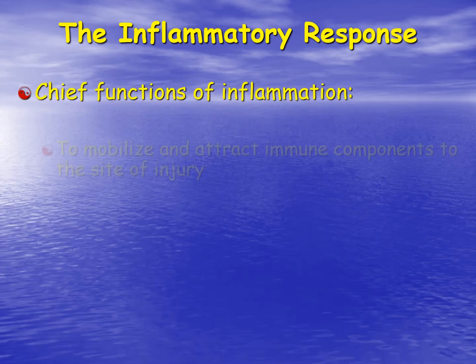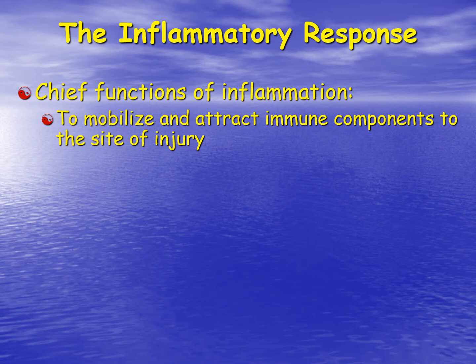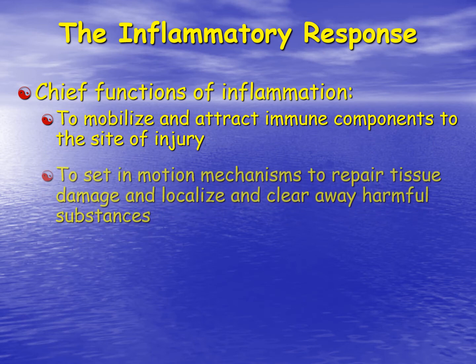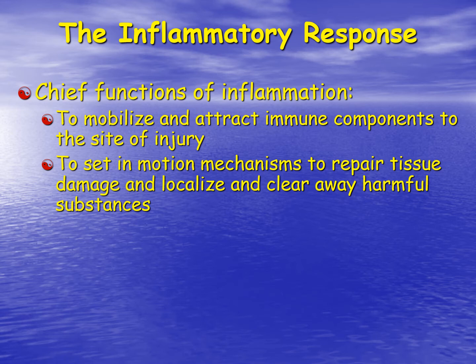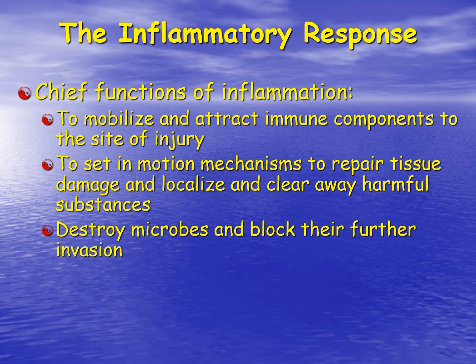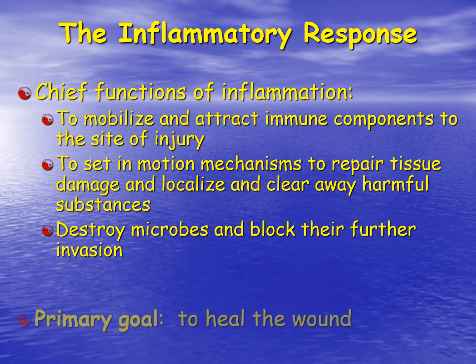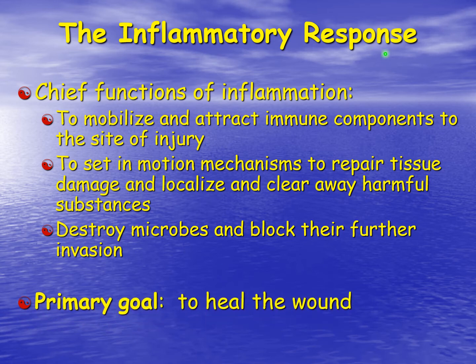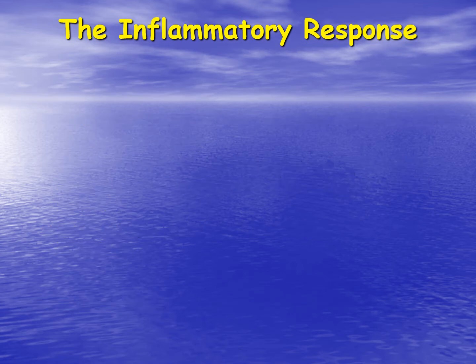The chief functions of inflammation include mobilizing and attracting immune components to the site of injury, to set in motion mechanisms to repair the tissue damage, localize and clear away harmful substances, destroy any foreign microbes, and block their further invasion. And so we really can put all this into this: the primary goal of inflammation is to heal the wound. We have to do all of this in order to heal. And I always say we have to clean it up in order to heal it up. And that's what inflammation is going to do for it.